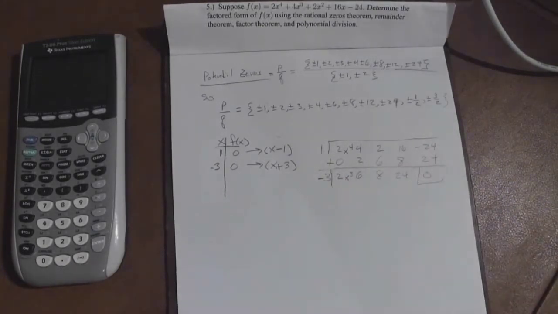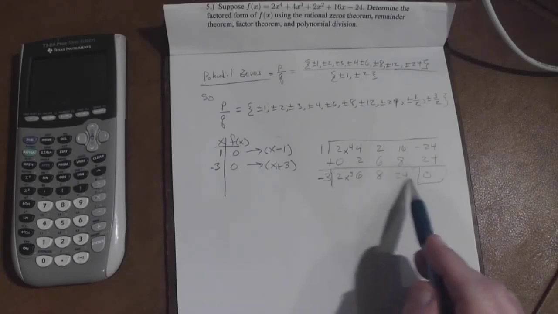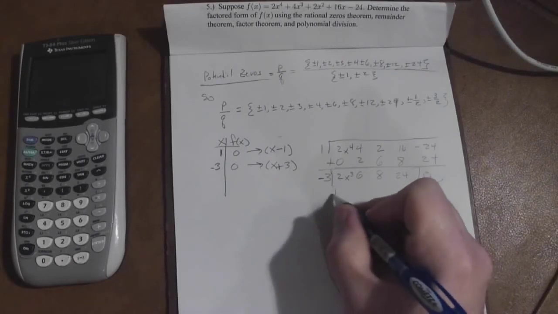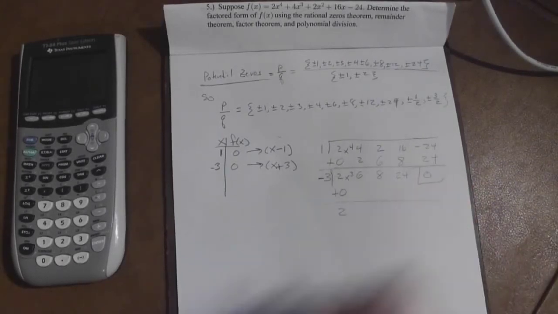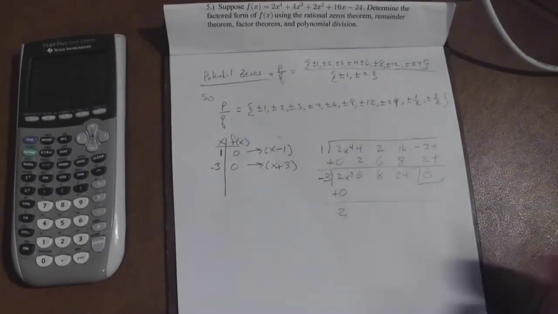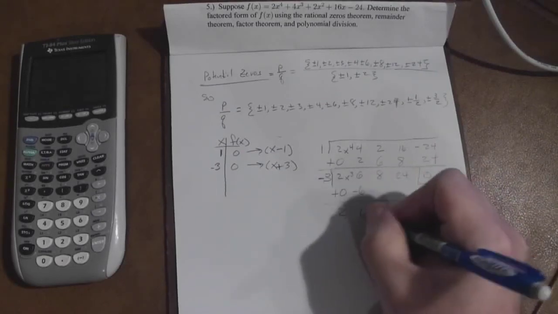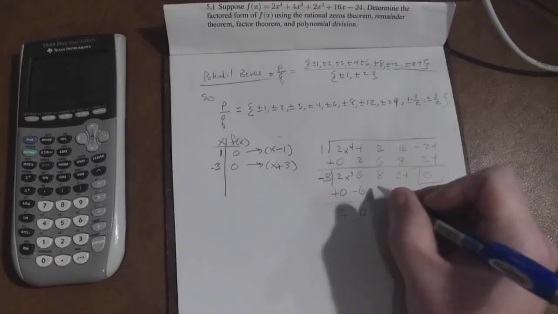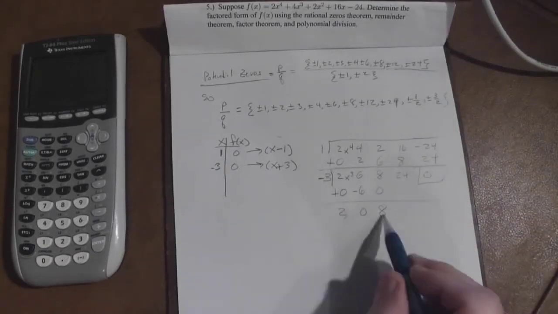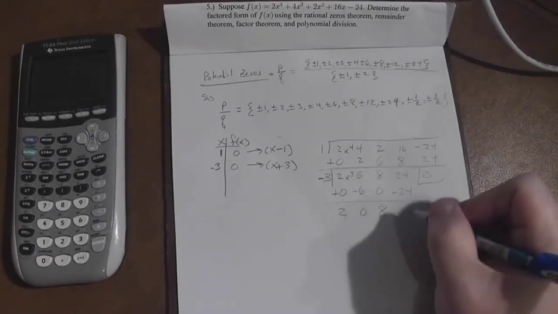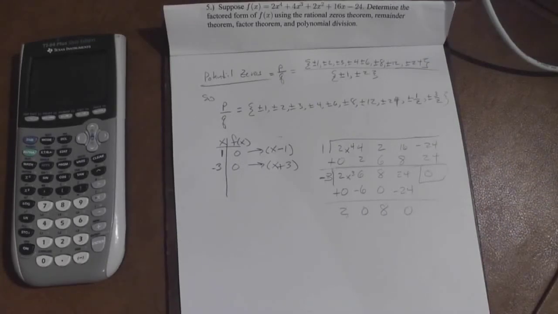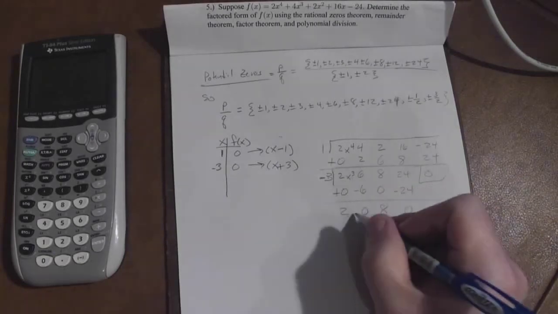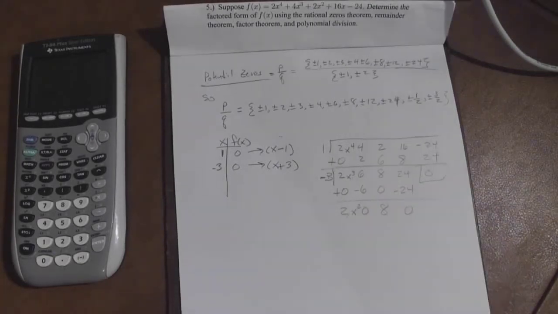And we can factor that from the depressed expression for the cubed case, starting by adding and multiplying, right? -3 times 2 is -6. Add, you get 0. -3 times 0 is 0. Add, you get 8. And -3 times 8 is -24. Add, you get 0. Right? Here is your depressed expression.